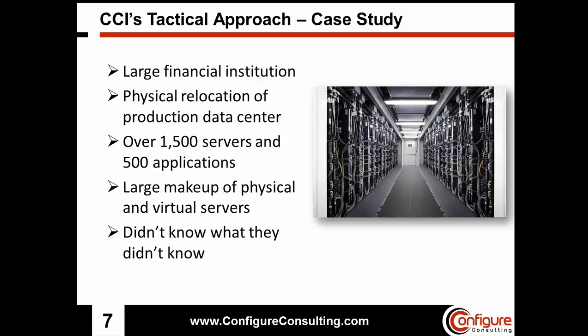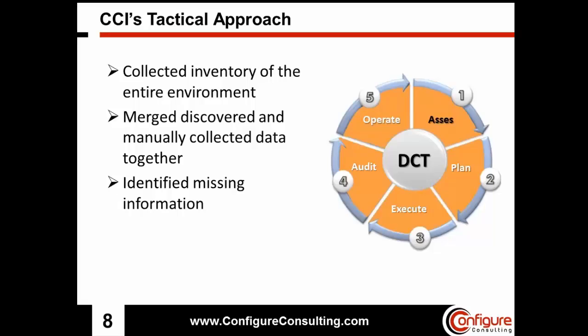So this was a perfect use case for us to arrive with UCMDB and Universal Discovery and be able to identify everything that is located within that target data center. So with that said, we're going to move on and take a look at what our approach is when it comes to doing data center migration. So we have this cycle here of assess, plan, execute, audit, and operate. So in the assessment period, this is essentially us setting up the Universal Discovery, identifying their network ranges, and performing discovery across the entire data center.